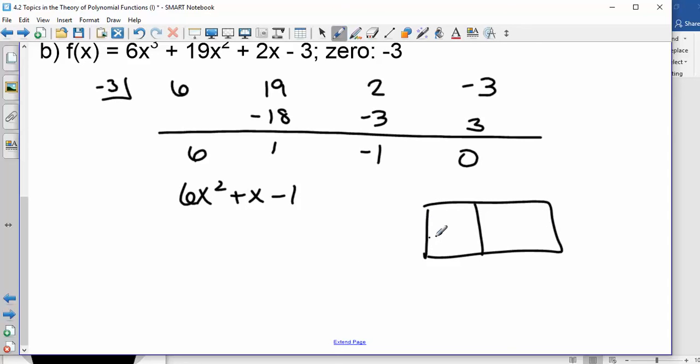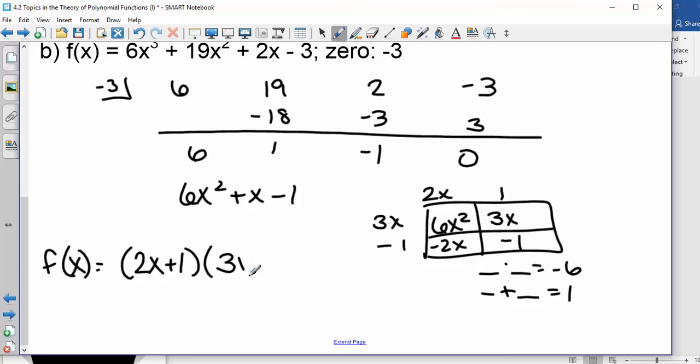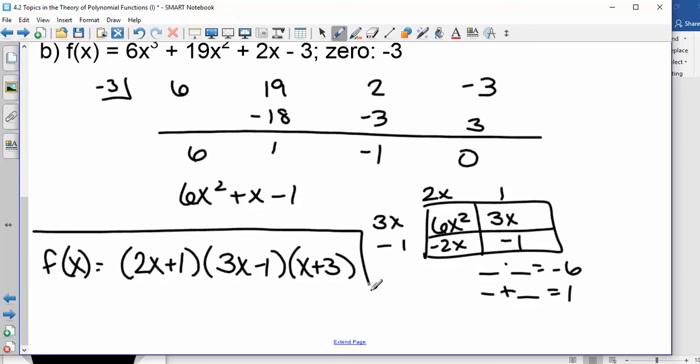We can do box method here. These multiply to -6, add to +1. -2 and 3. Yes. Factor, so we get 2x plus 1, 3x minus 1. So, to this point, I have my polynomial is 2x plus 1, 3x minus 1, and what else do I have? X plus 3. Right, because -3 was a zero.